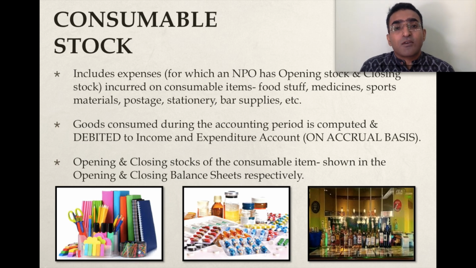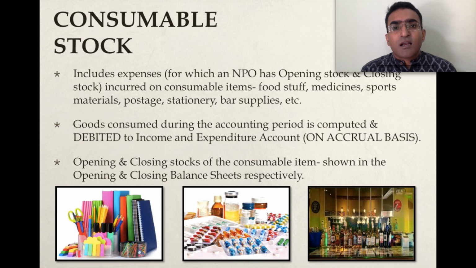See, the first thing that we need to know is what exactly these consumable stocks are. These are the items that are maintained and kept in an organization as current assets. These are the items which are consumed during the year in the day-to-day operations. Not any special item, but general stuff like stationery, medicine for a charitable hospital, bar supplies for a recreational club, and so many similar kinds of things.